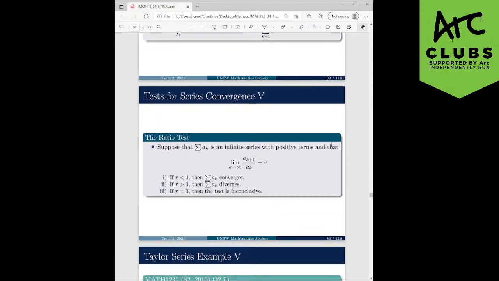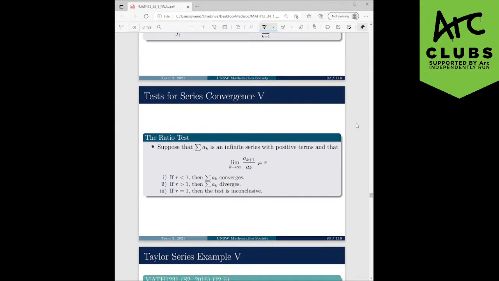Right before we jump into examples, let's squeeze in another test for series convergence. This is known as the ratio test. So you have an infinite series with all positive terms. If you take the (k+1)th term over the kth term and you make k go to infinity and evaluate whatever that happens to be, I've just realized that's a minus sign. Pretend that's an equal sign. That limit is equal to r.